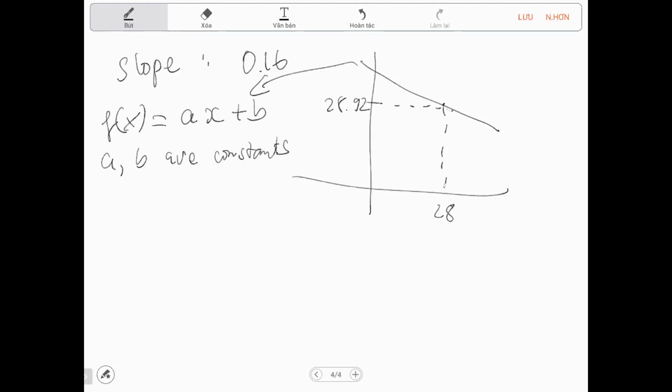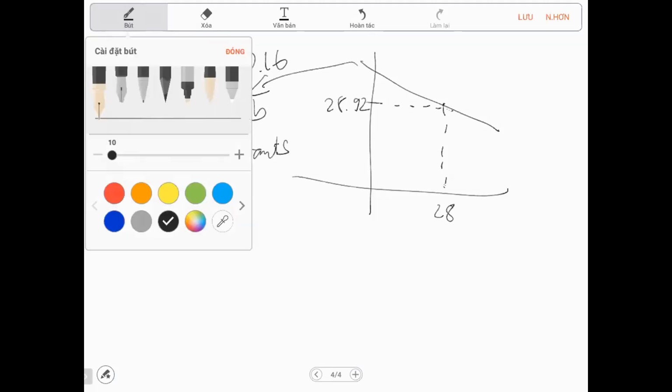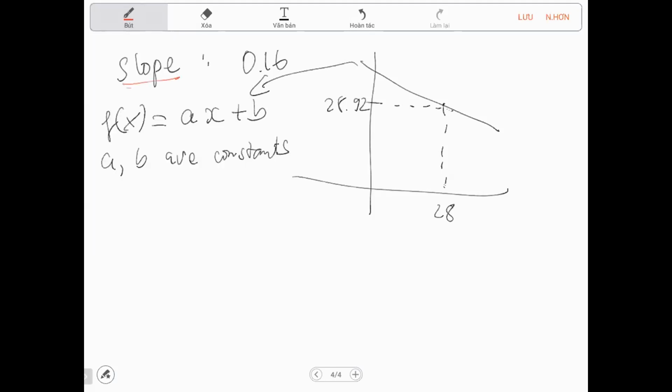And we are looking for a and b, right? We are looking for a and b. Okay, so first, the slope. Looking at this, the first information we have is the slope. So what is the slope for a linear function? The slope for a linear function is actually the a coefficient right here, right? So that means a is 0.16.